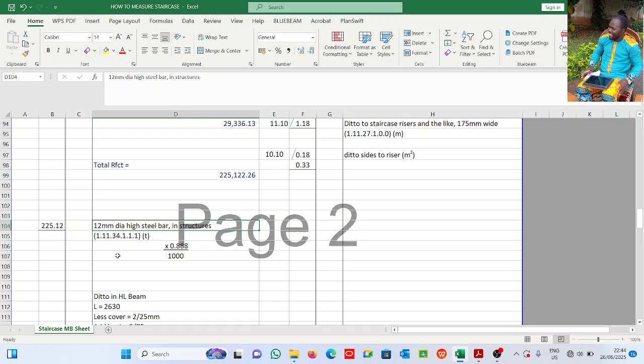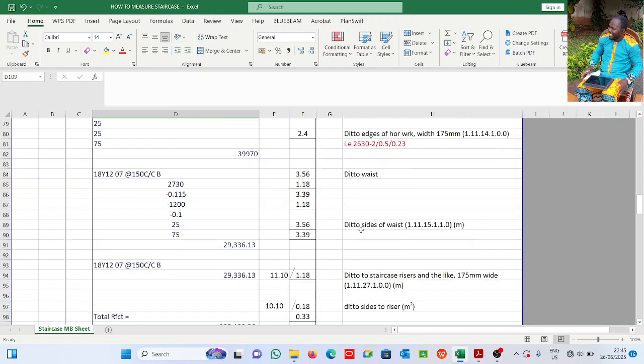All right, 12 mm has a conversion factor of 0.888. Remember, it's in tonnes. You have to show it in tonnes. If this is not there, you have missed it because you only put it in length. You didn't convert to tonnes. Multiply by 0.888 puts it in kg. I've explained that concept before. But if you divide by 1000, it shows you have taken it to tonnes. All right, so please let us take note of that.